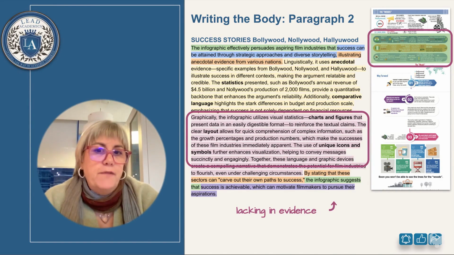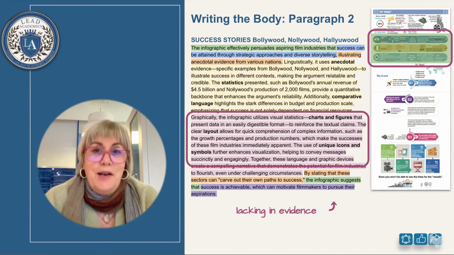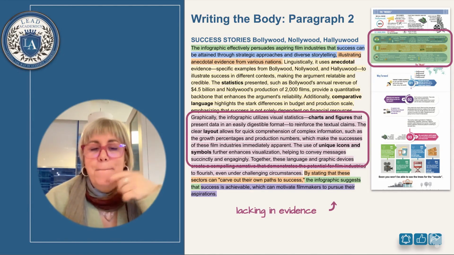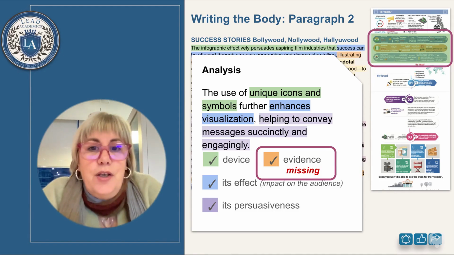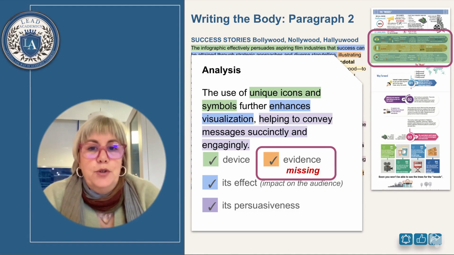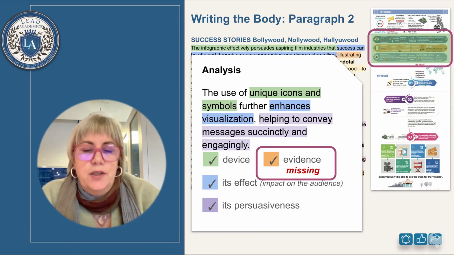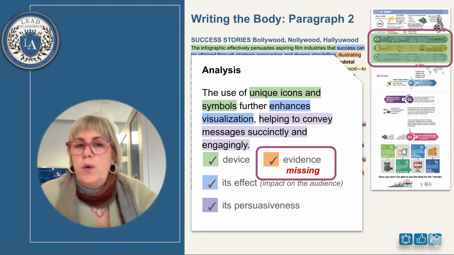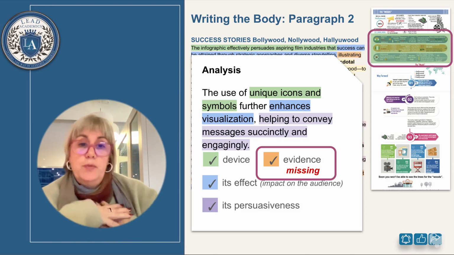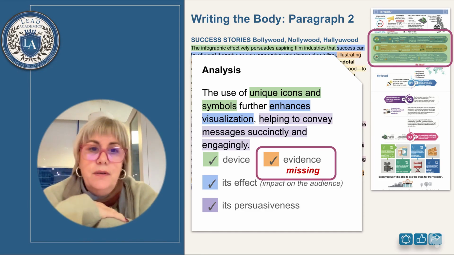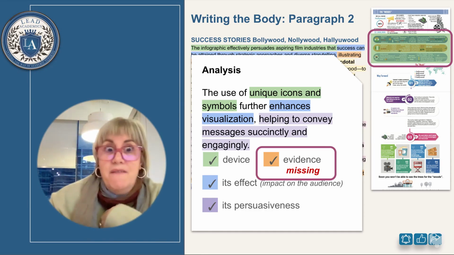One thing we notice about paragraph 2 is that it is actually lacking in evidence. It looks really good, doesn't it? But on closer look, this student says, "the use of unique icons and symbols further enhances visualization, helping to convey the message succinctly and engagingly." Where's the evidence? The unique icons, the unique symbols, where are these? I'd like to see them, because that would convince me of this student's point if I had real world evidence.